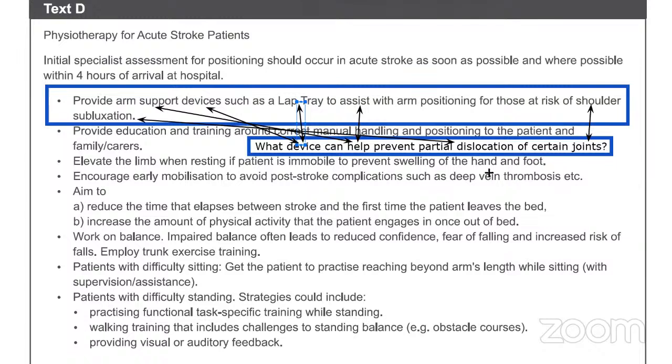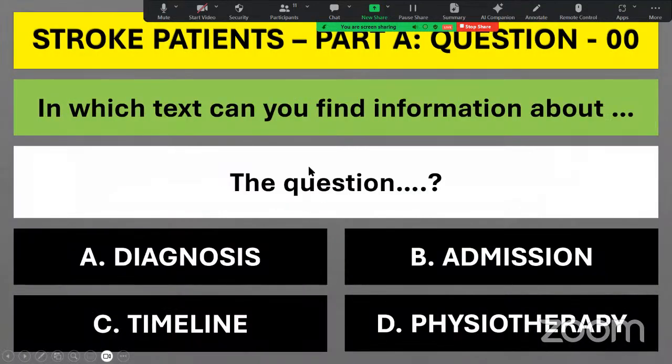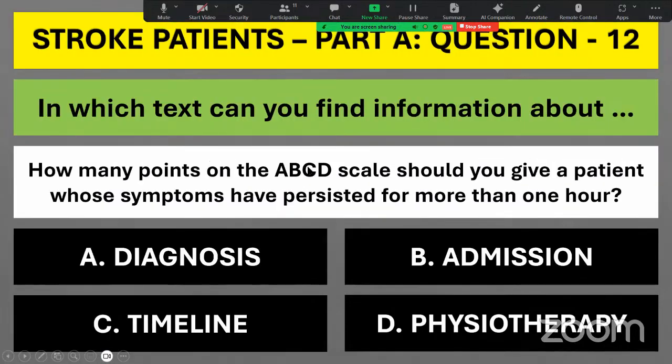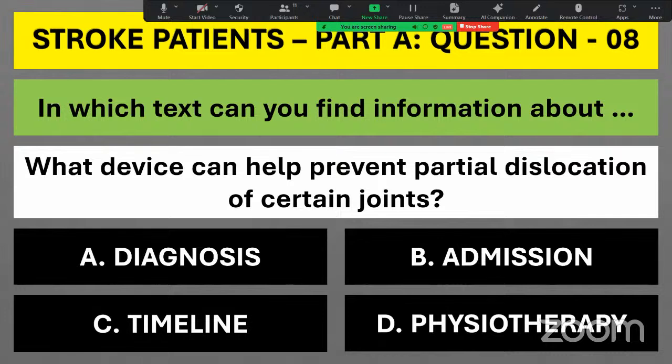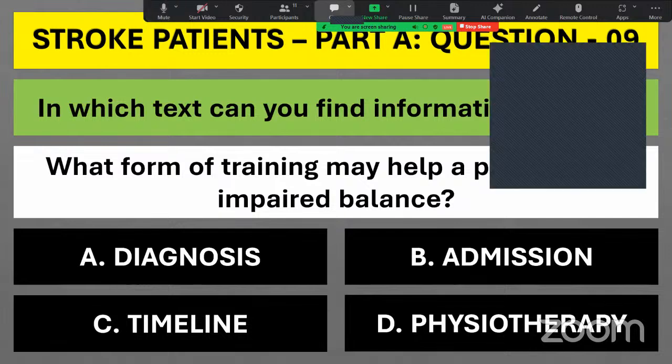I have to find out there. Again, find out like this. So this we have already done. I explained to you. Next one. Question number 9 now. Question number 9.